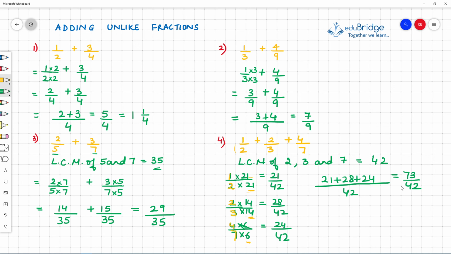Very simple. Let's do a quick recap. Step number 1, change your unlike fractions to like fractions by making the denominators the same. Step number 2, add your fractions. Step number 3, simplify your answer.